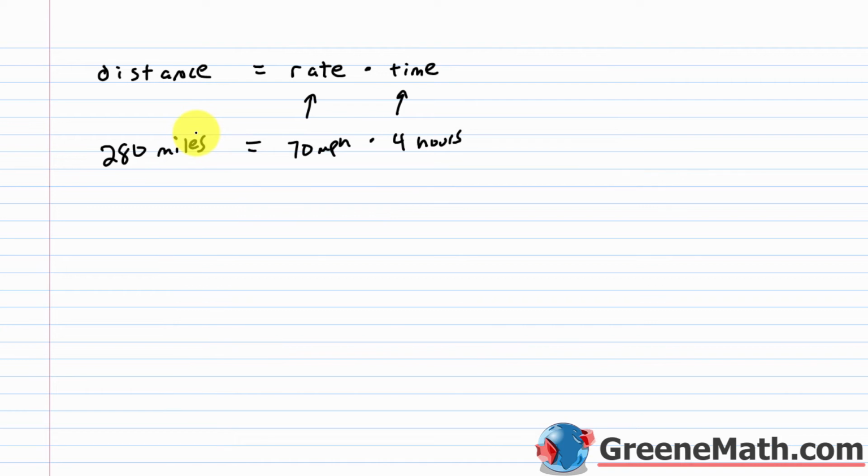You could manipulate this in many ways. You could solve for rate and figure that out if you had the time and the distance, or you could solve for time and figure that out if you had the rate and the distance, and so on and so forth. But what we're going to do in this particular problem is set up a nice little table. So I have that distance is equal to rate times time. I'm going to put this up top and draw a little line down here.